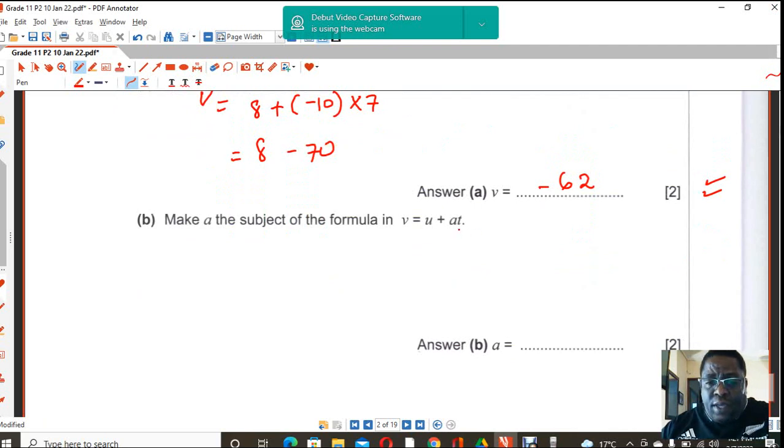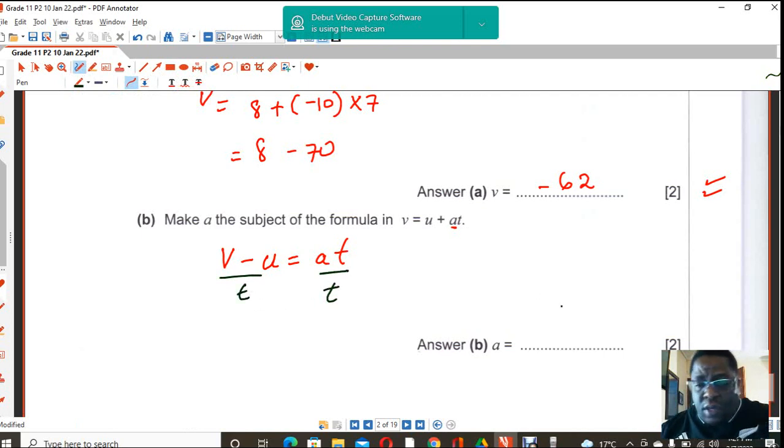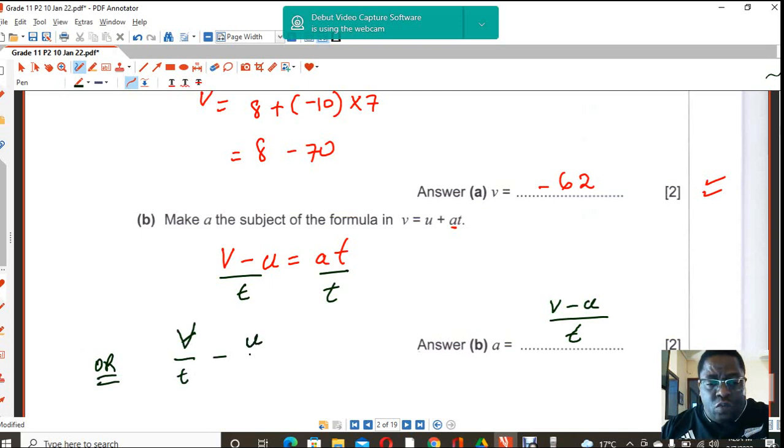Then we are supposed to make a the subject of the formula, so it's going to be v minus u is equal to at. Now remember we're looking for a as subject of formula, so we're going to divide throughout by t. So at the end of the day, it's v minus u over t. All right, so some people could get things like this. They could say v over t minus u over t. Well, this is also equivalent, so this will also be acceptable.